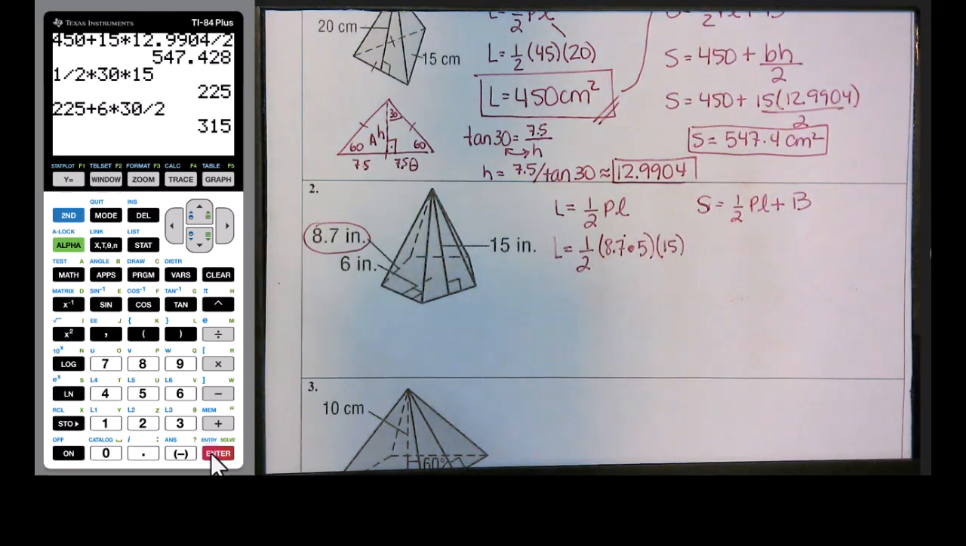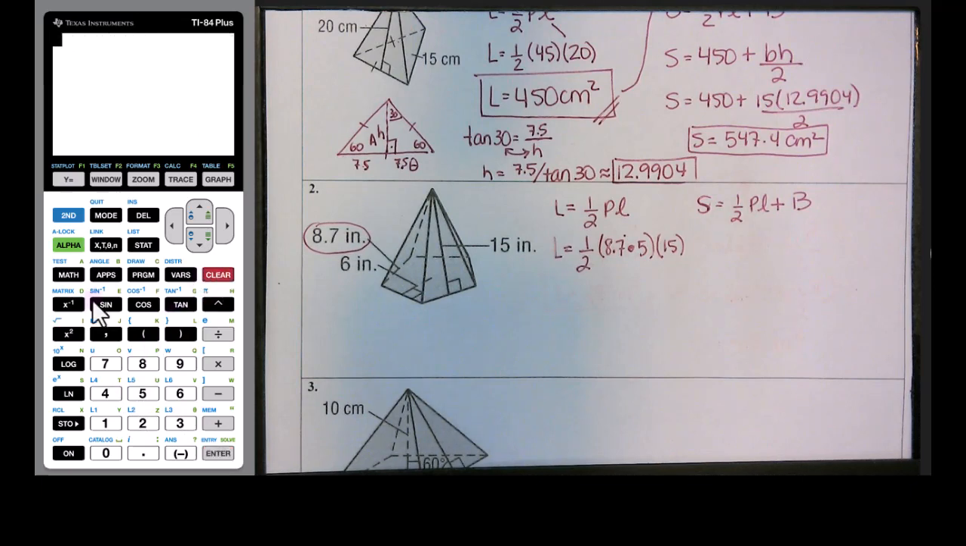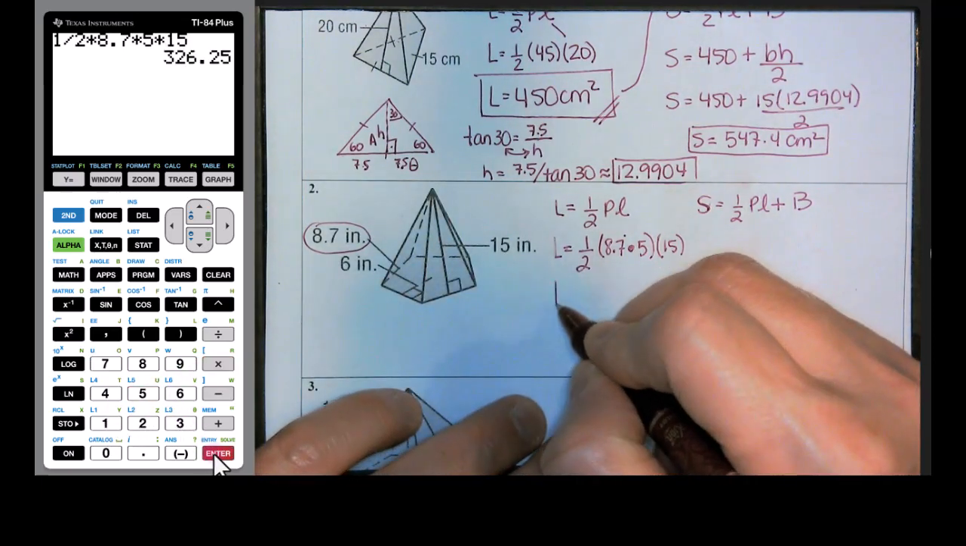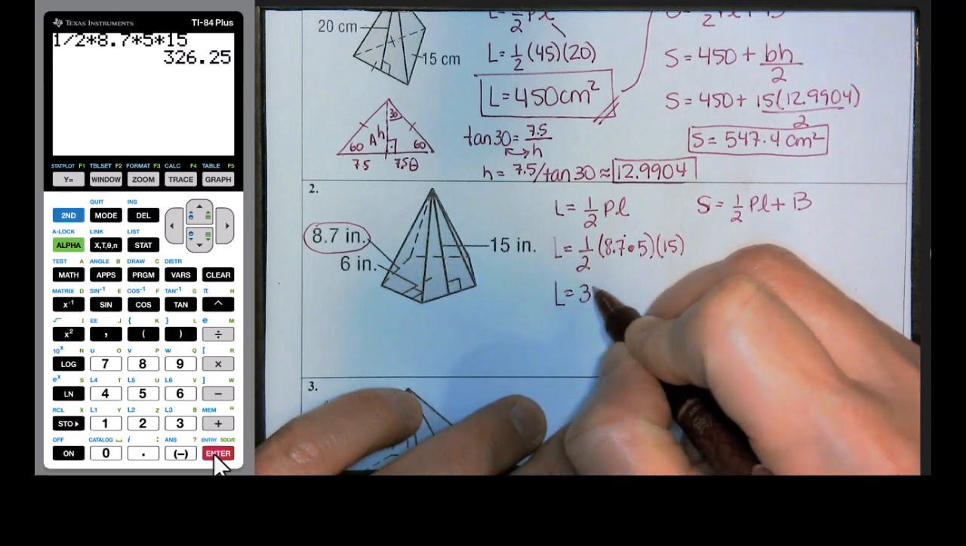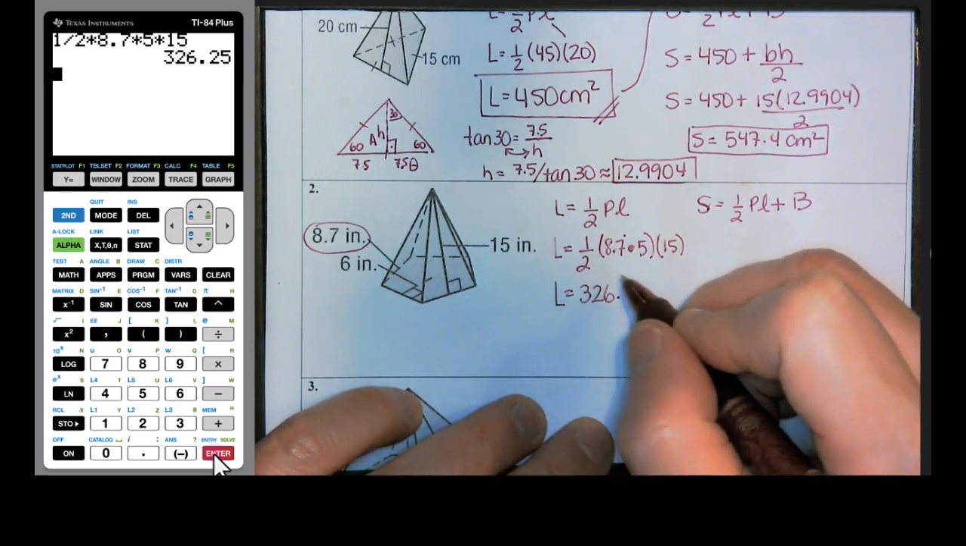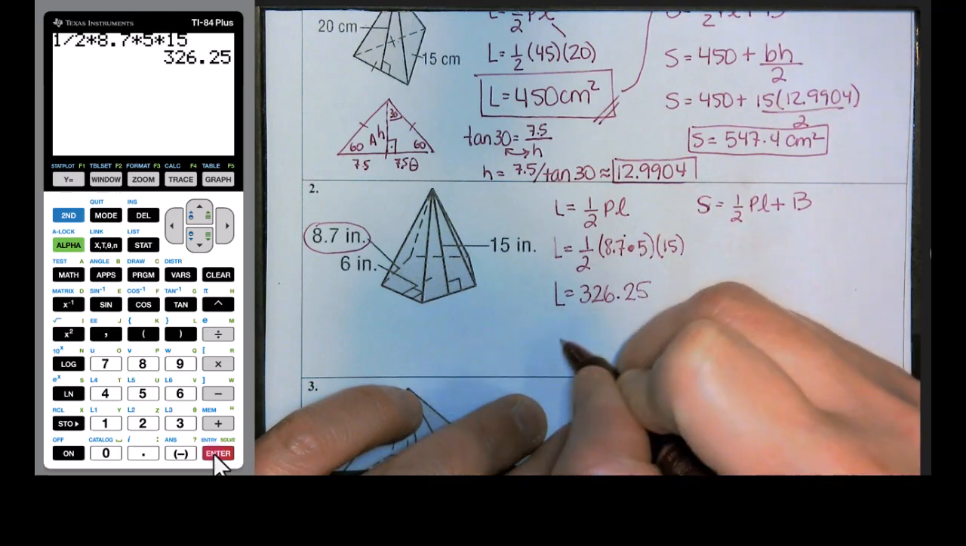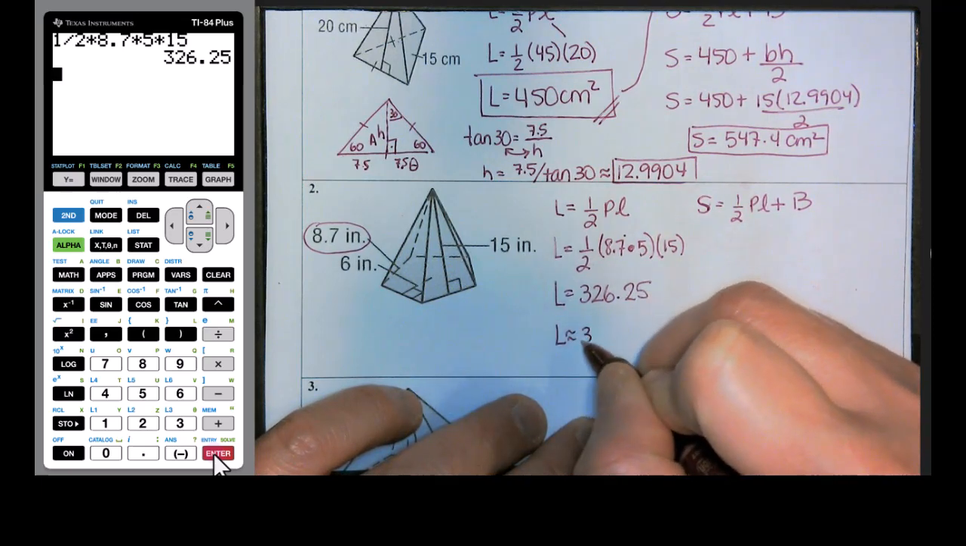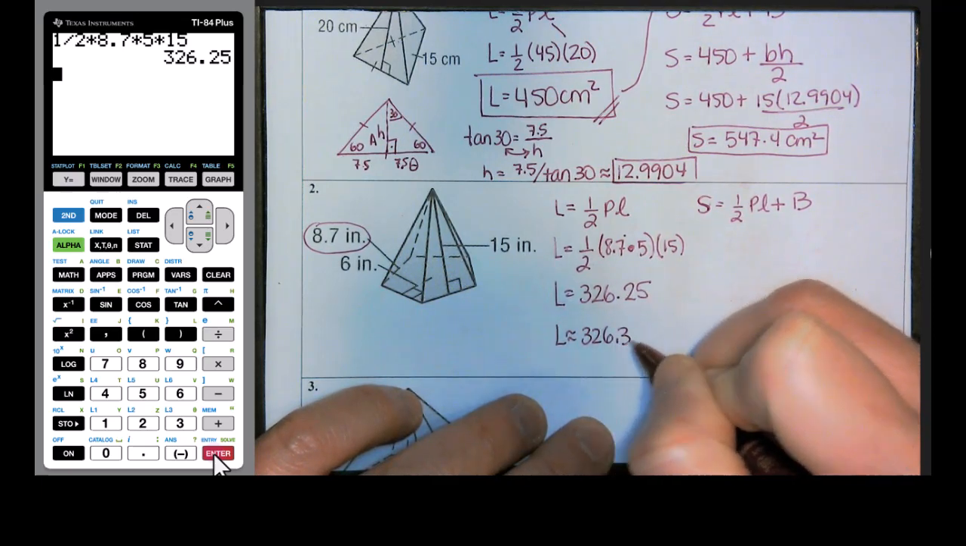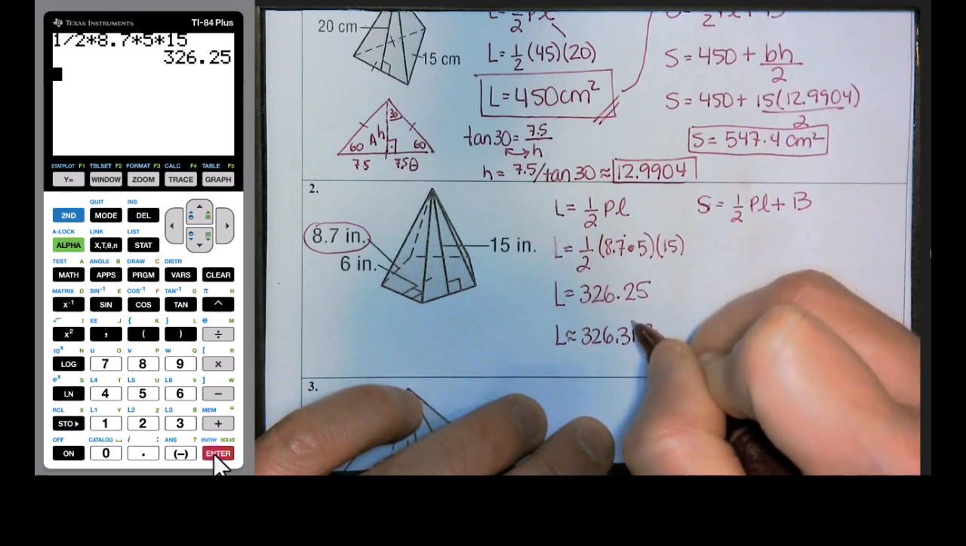So if we plug that in, this would be 1/2 times 8.7 times 5 times 15, and we get the lateral area to be 326.25, and we're going to round to 326.3 inches squared.